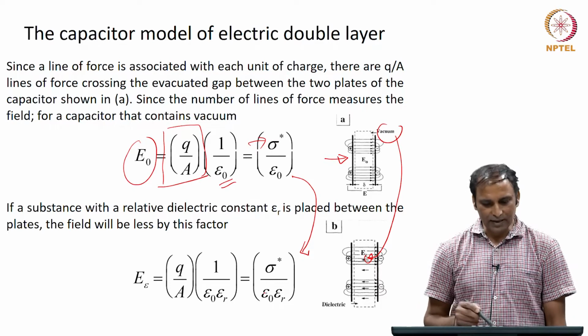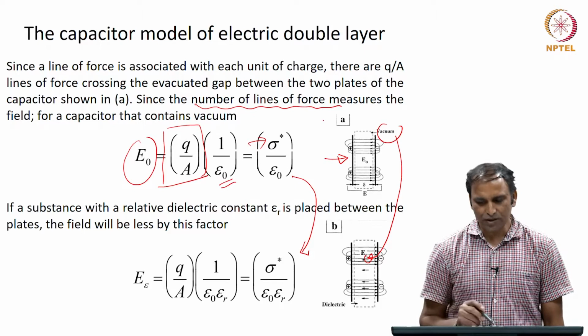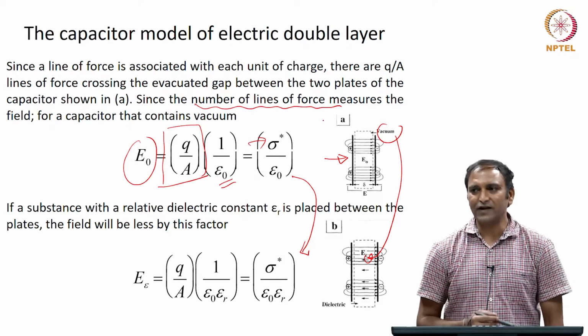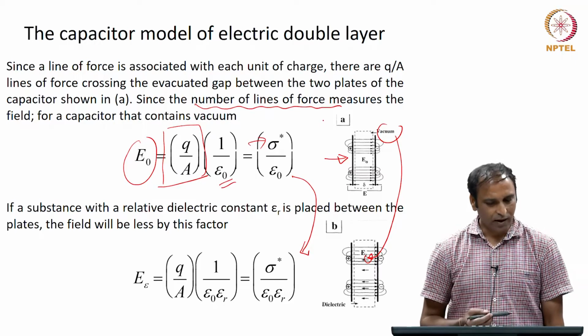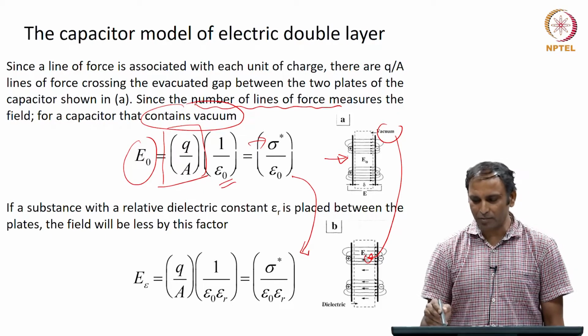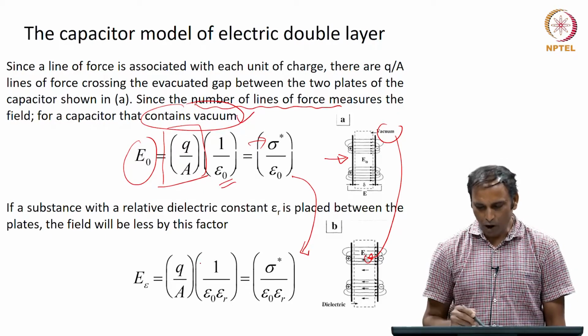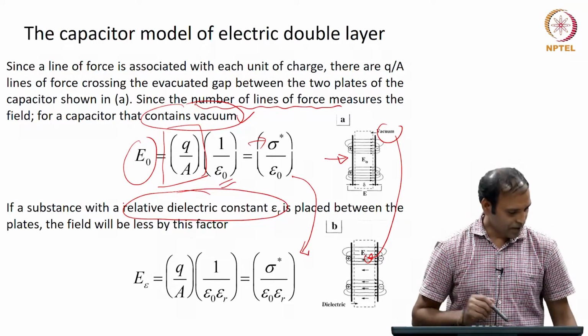And the understanding is that the number of lines of force is a measure of the field strength. Okay. So, the more lines of force, the stronger the field, and of course, it is dictated by whether the region between the two plates has vacuum or some medium with a dielectric constant epsilon r. Okay.